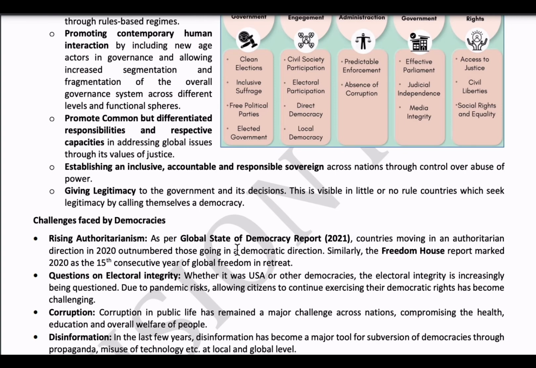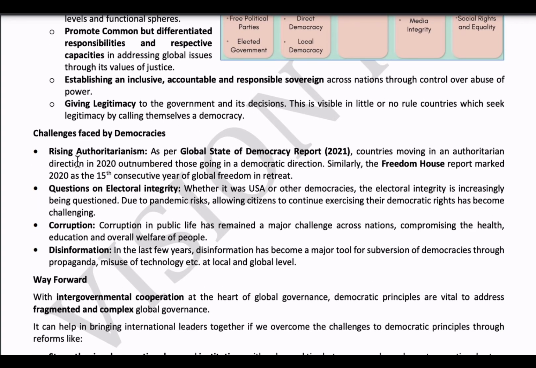Next are the challenges faced by democracy. First, rising authoritarianism. Authoritarianism means the belief that people must obey completely what they say. By establishing democratic principles, this can be countered, but still there will be a challenge of authoritarianism, because as per the Global State of Democracy Report 2021, authoritarianism is increasing. The countries that follow authoritarianism are more than the countries that follow democratic rights. So more countries are attracted to authoritarianism rather than following the democratic direction.